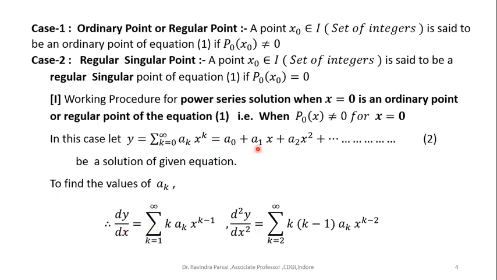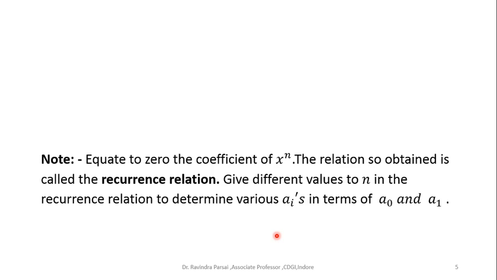First we differentiate equation number 2 with respect to x. The first term vanishes because it is a constant. You will get summation starting from k equal to 1 to infinity k a_k x raised to k minus 1. So this is the first differential. When you differentiate a second time, the second term also vanishes, so the summation starts from the third term, k ranging from k equal to 2 to infinity k(k minus 1) a_k x raised to power k minus 2, the second differential. So this is the first differential, and when you differentiate again, you get this expression here.